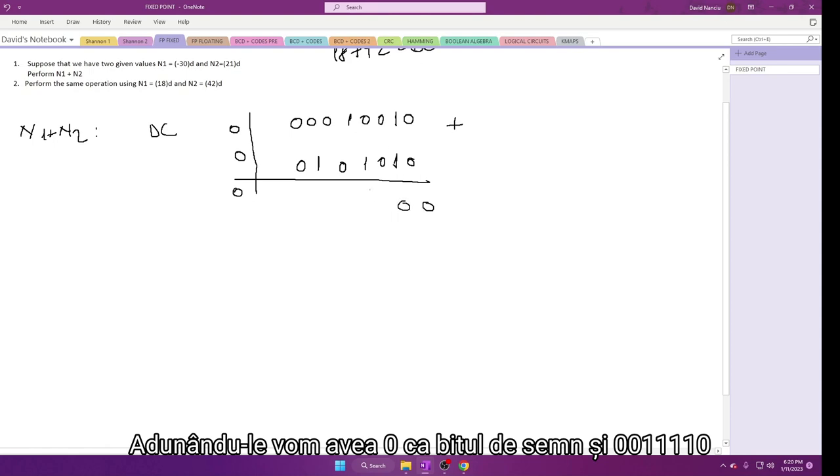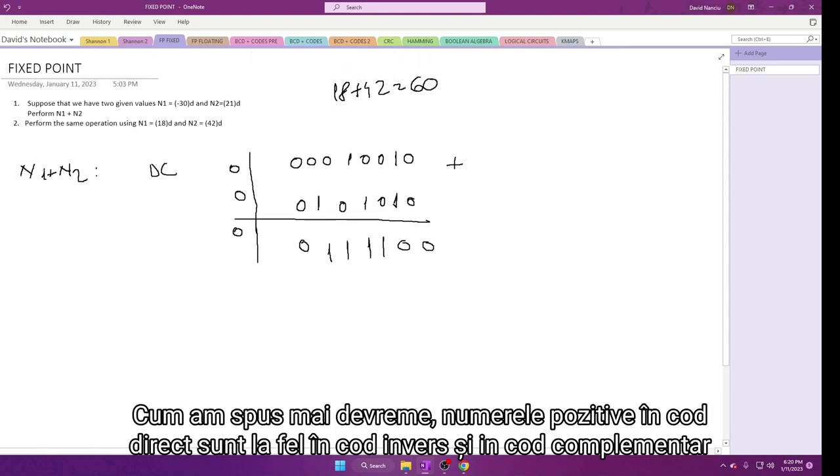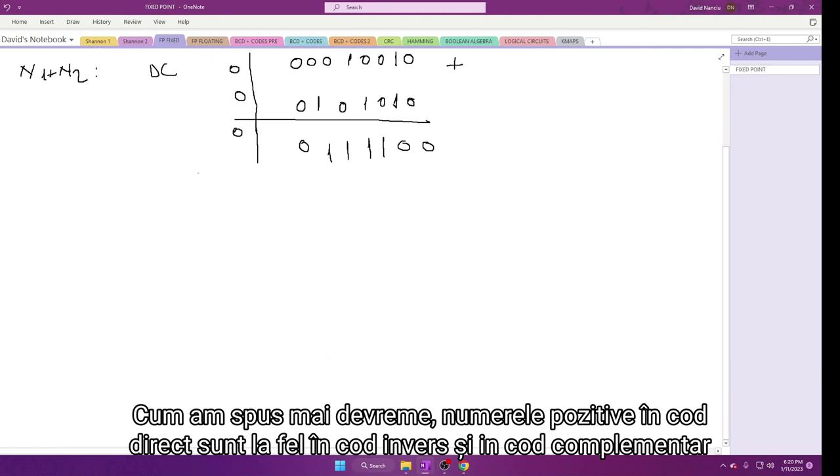Adding this up, we get 0 as the sign bit, and 0 0 1 in mind, 1 plus 0 plus 0 it's 0, but with the 1 from mind it's 1. 0 plus 1 it's 1, 1 plus 0 it's 1, 0 plus 1 it's 1, and 0 plus 0 it's obviously 0. Like I said before, for positive numbers, the direct code is equal to the complementary code and equal to the inverse code.